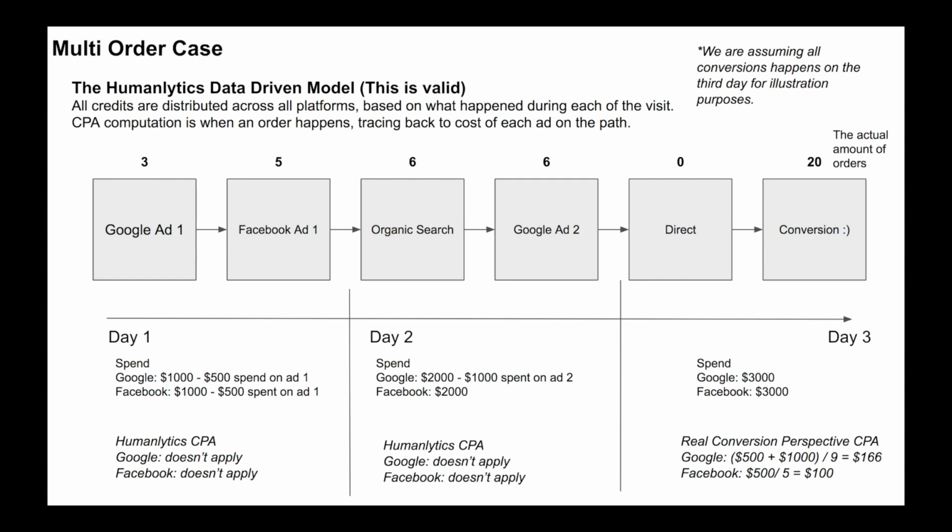And the remaining credit goes to organic search, which doesn't have a CPA because it's very hard to track a concrete amount of money you spend on organic search. So overall, what you get here is the real conversion perspective CPA, because it takes ad spend that happened previously and attributes it forward into the conversions, instead of using the spending you have on the day, because spending on the day is not what made these conversions happen.